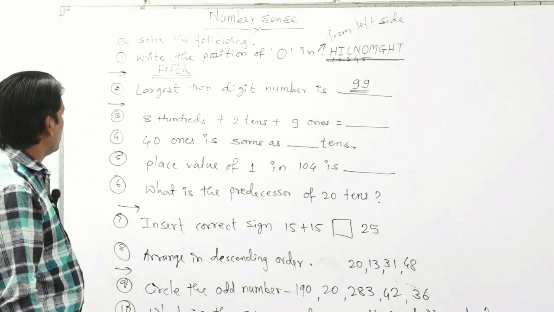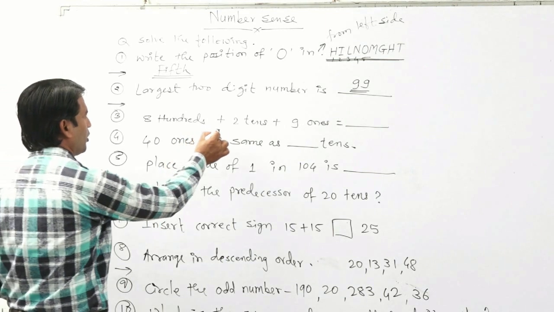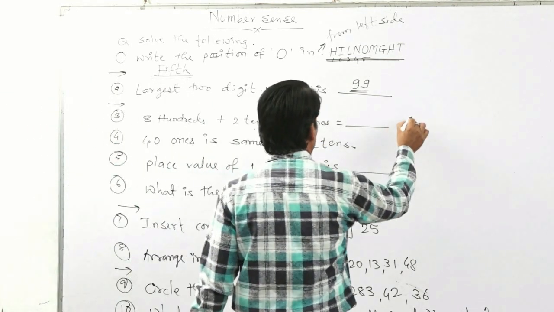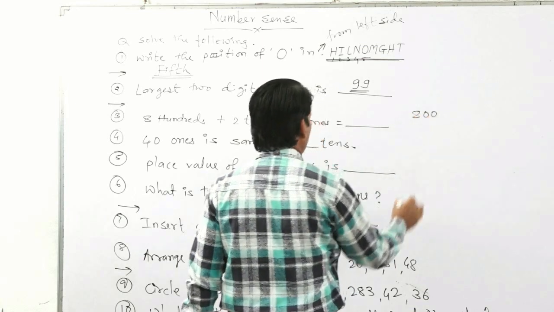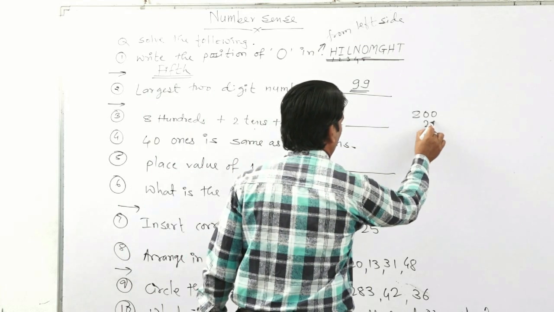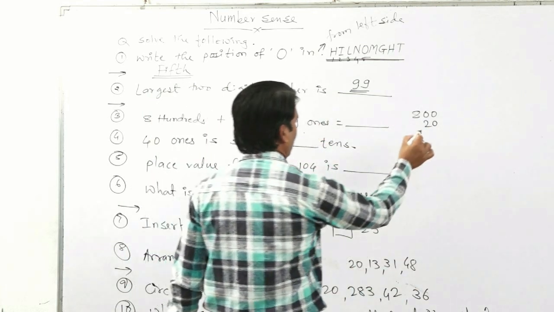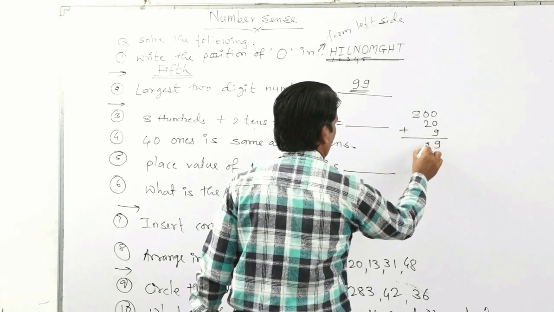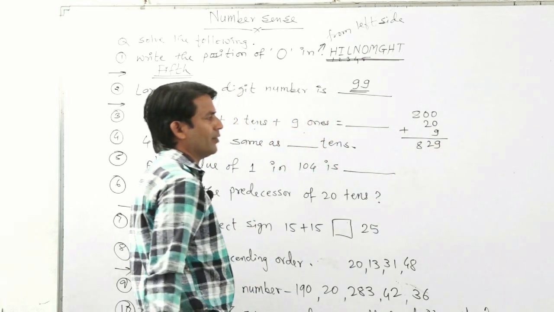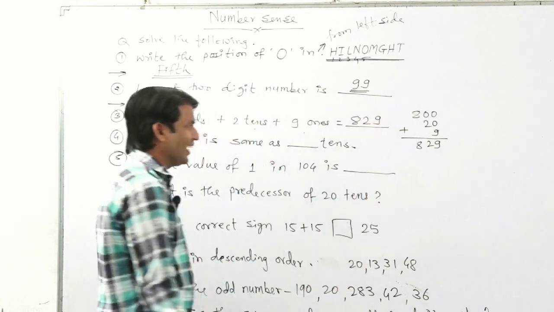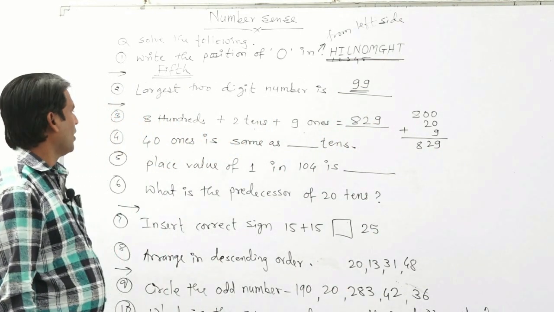Next. What is 8 hundreds plus 2 tens plus 9 ones? We will add here 800. After that, 2 tens means what? 2 tens means nothing but 20, plus 9 ones. Add these numbers, 9 to 8. So the answer will be 829. Okay.